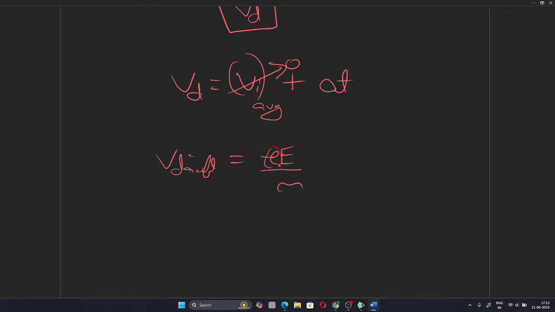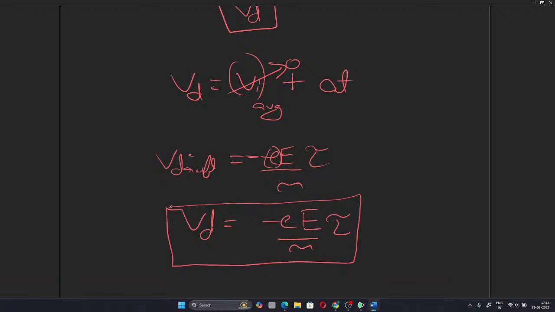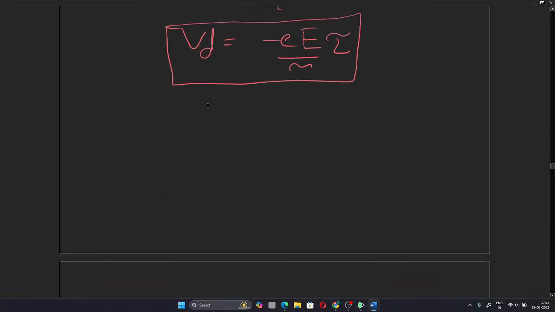times, you can take the time as relaxation time. Vd equals minus E by m times tau. This is the relation, or derivation, for drift velocity. The second derivation is for current. Let's do it in the next page itself.